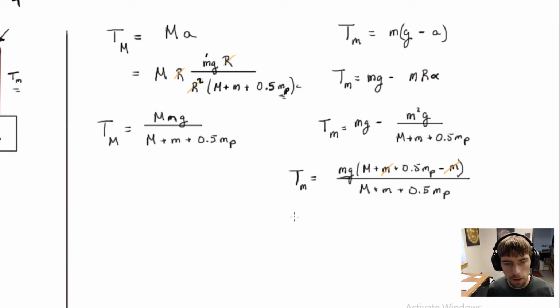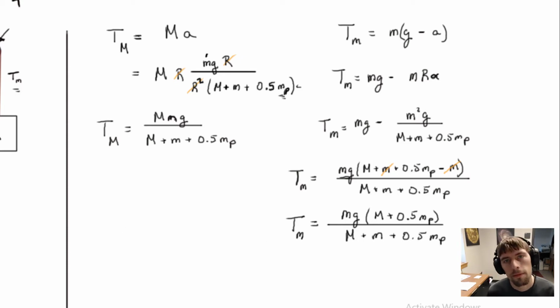And I am left with an expression: the tension in the hanging rope is equal to, oh, no, don't do that, little m g times big M plus 0.5 M P, all over big M plus little m plus 0.5 M P. There we go. Pretty cool, huh?